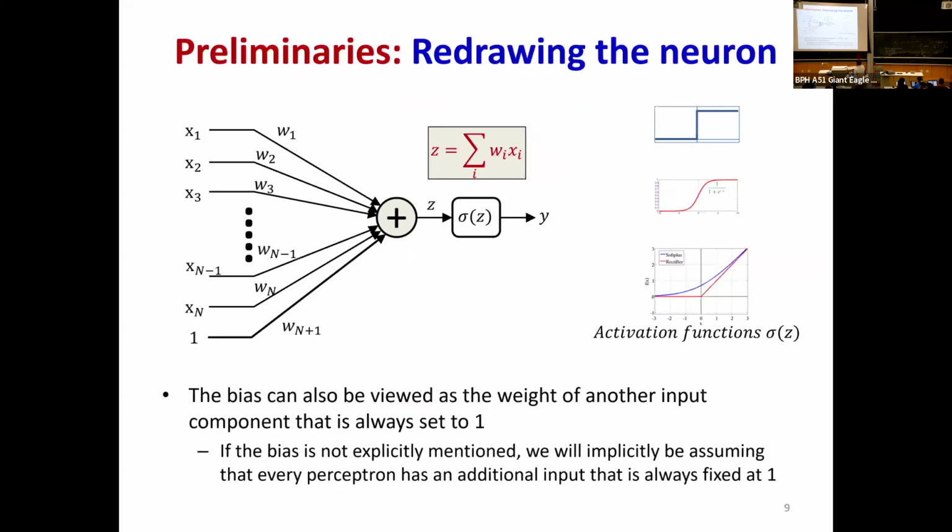Now, the activation functions can be anything. Again, as we've said, they can be threshold functions, they can be sigmoids, they can be other kinds of functions. It matters, but not for the purpose of understanding what the perceptron itself is. So this is the basic unit.